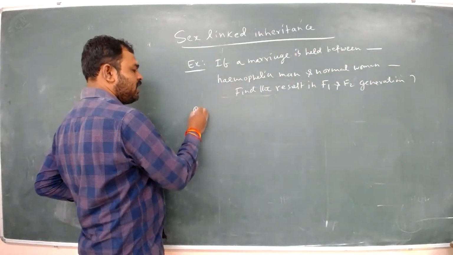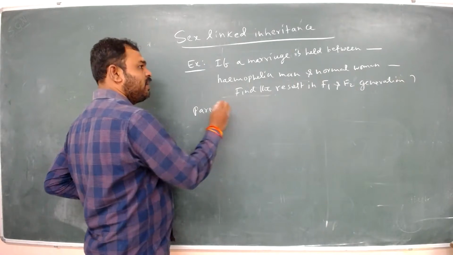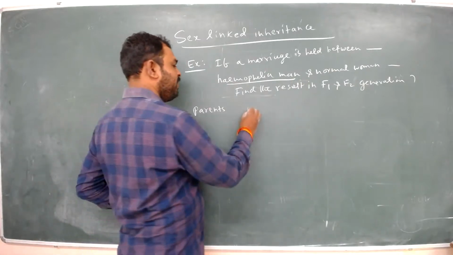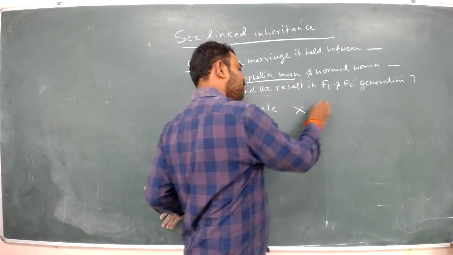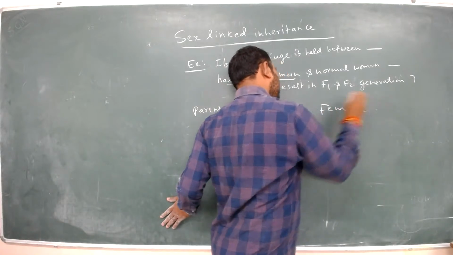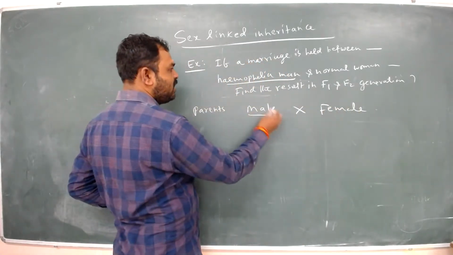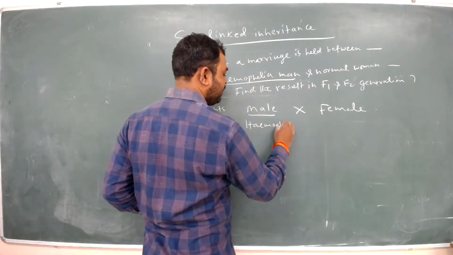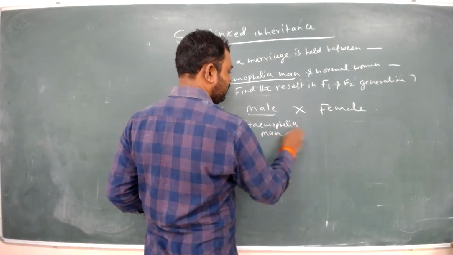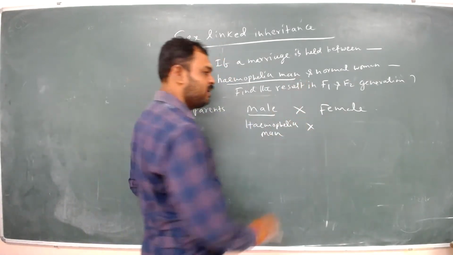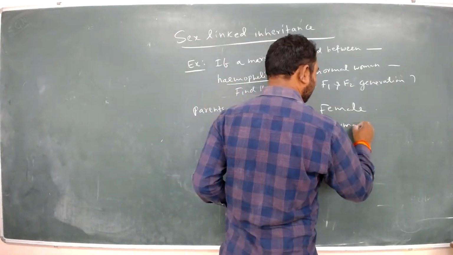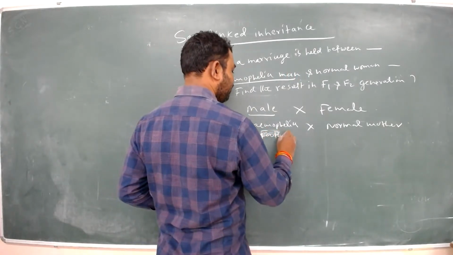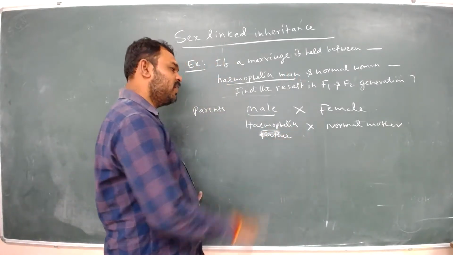What are the parents here? The male parent is a hemophilia man, and a cross is done between male and female. What is the female? A normal woman, a normal mother. So the father is hemophilic and the mother is normal.